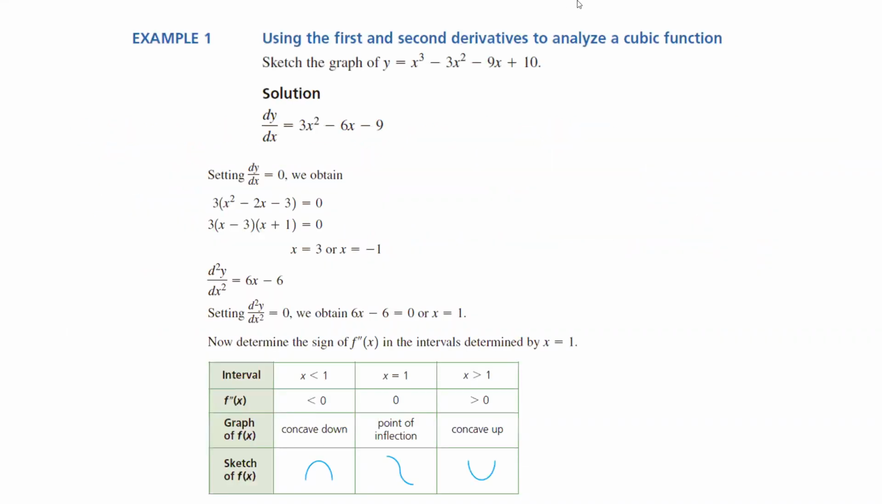Let's do this one example and call it a day. Using the first and second derivative tests to analyze the cubic function. Who would like to do it, guys?